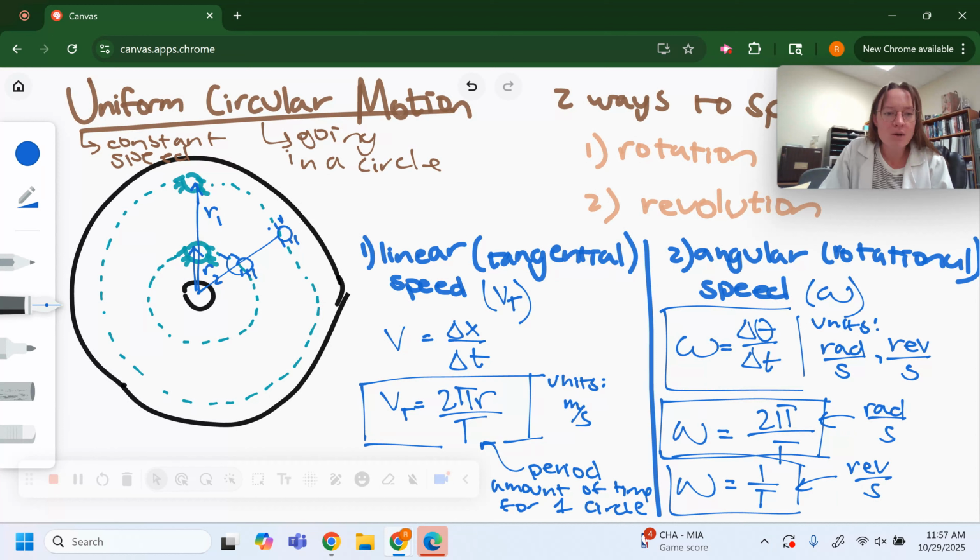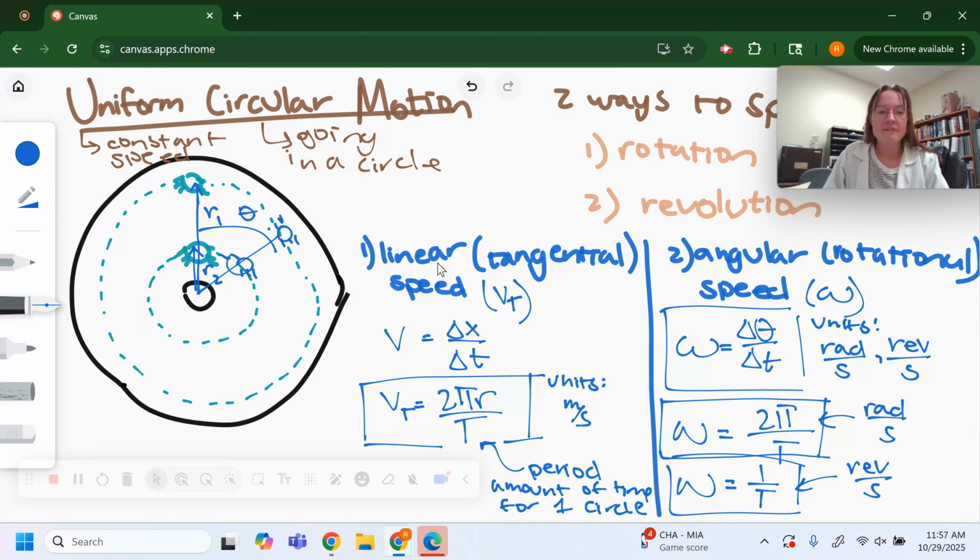They both accomplished the same angle theta in the same amount of time. So both bugs actually have the same angular or rotational speed. They're going to do the same number of loops in the same amount of time. They're going to cover the same angle in the same amount of time.